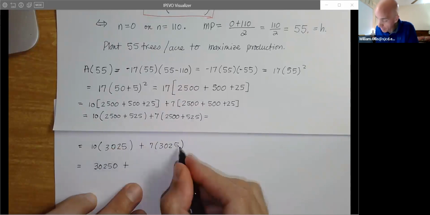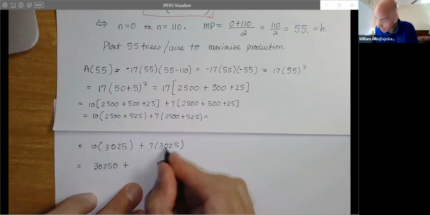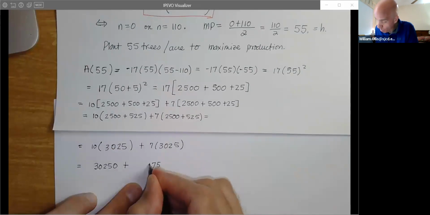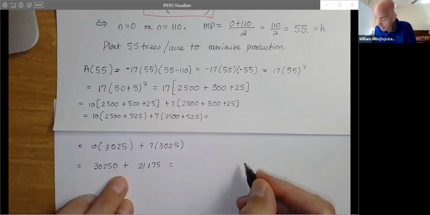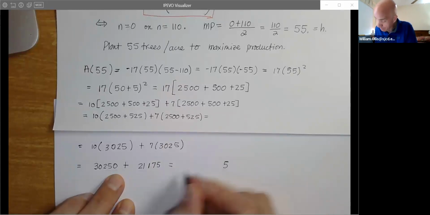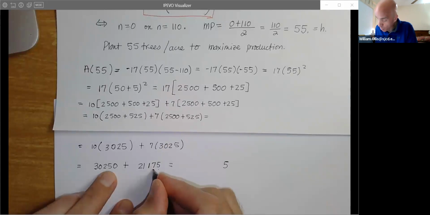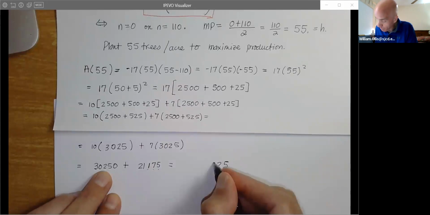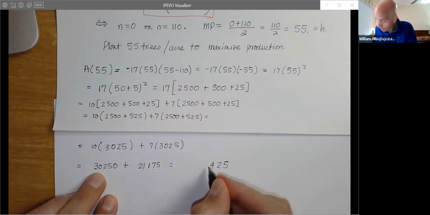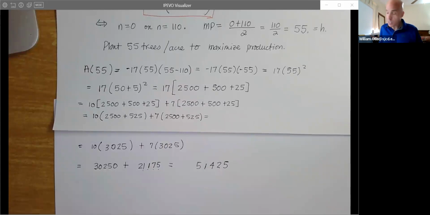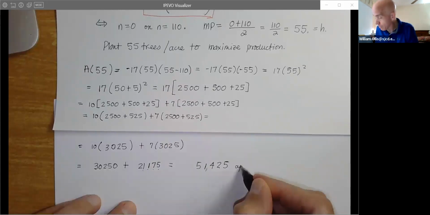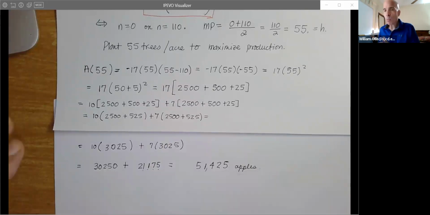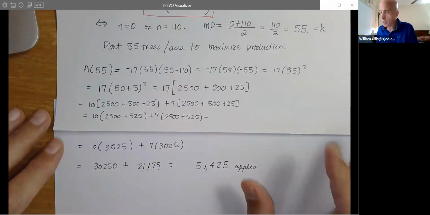And now let's multiply this out. So that'll be a 5. And then we need a 3. So that's a 7 and a 1. And then, of course, a 21. So now we can add this up. This will give us a 5. So we've done this. And then this will give us a 12 with a 1. So that'll give us a 4. And then a 1. And then a 5. So we get 51,425 apples.